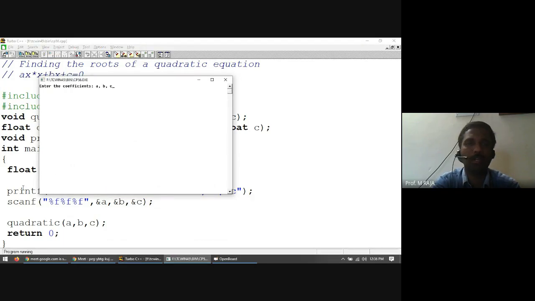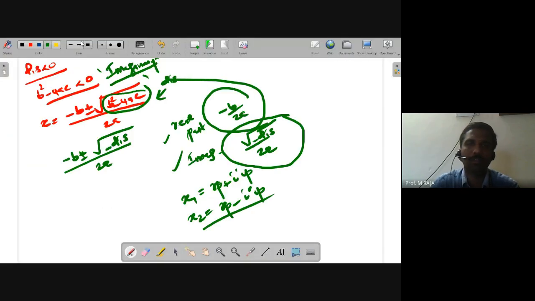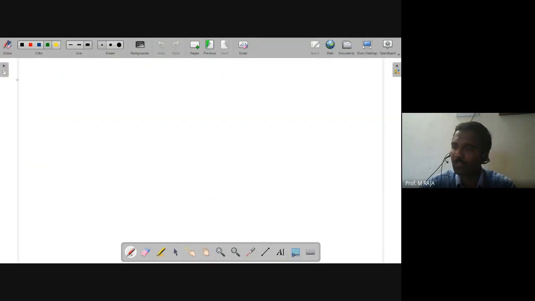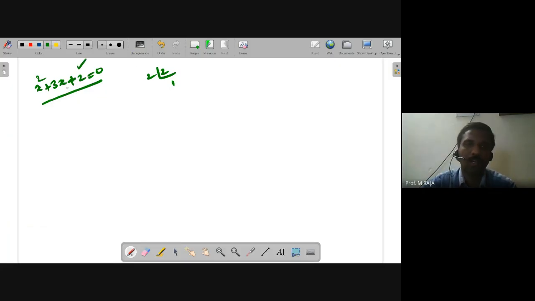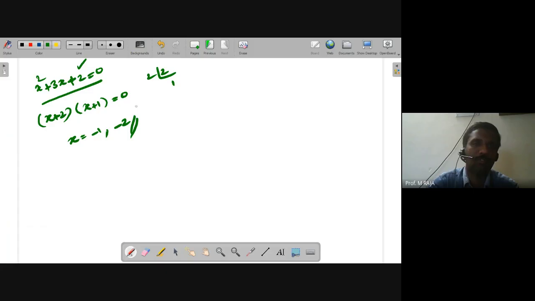Let us input the values. For example, x square plus 3x plus 2 is equal to 0. So 2 is factorized into 2 and 1, so multiplication results in 2 and addition results in 3, right? Factorizing this, we have (x plus 2) into (x plus 1) is equal to 0. So we are expecting x is equal to minus 1 and x is equal to minus 2.